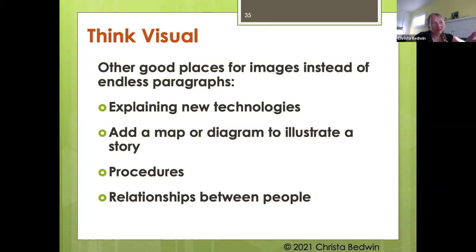Relationships between people, of course, org charts, if you're in the management realm, much better to use a diagram than just a list.